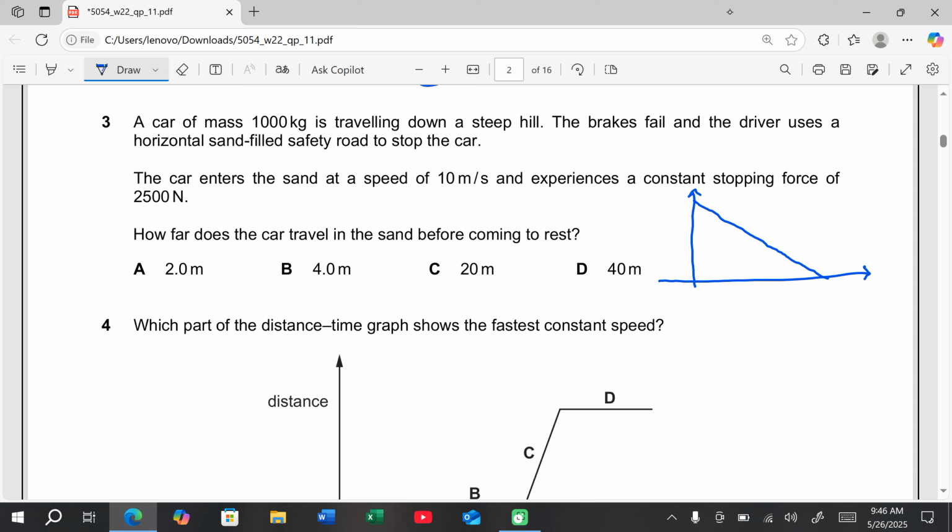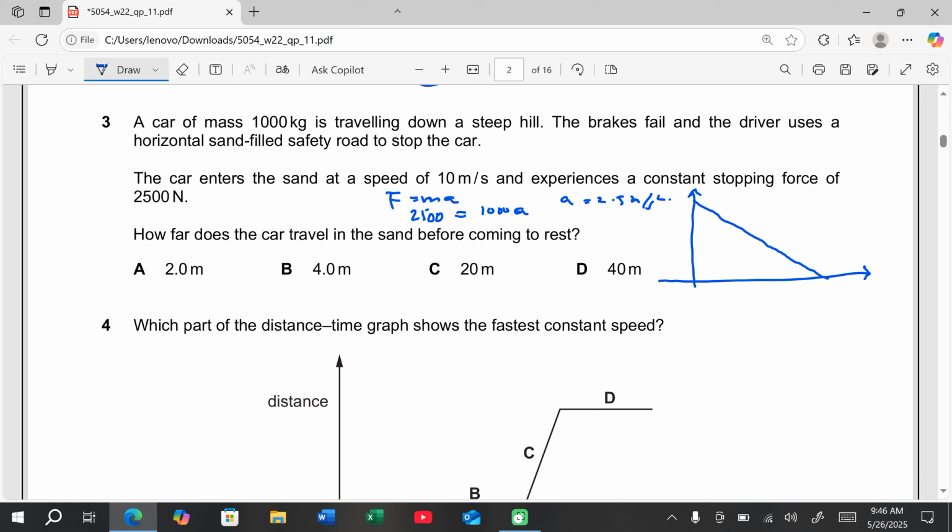So how far does the car travel in the sand before coming to a rest, right? First of all, we're going to use F equals ma to find our acceleration, which is deceleration. So 2500 is equal to 1000 a, so a will be equal to 2.5 meter per second square. Now the gradient is 2.5 meter per second square, right?